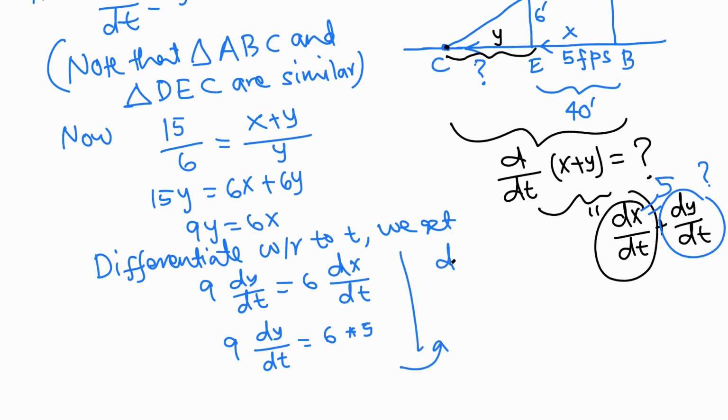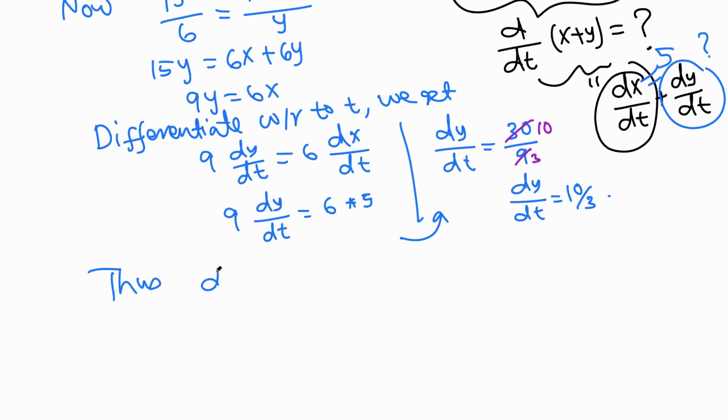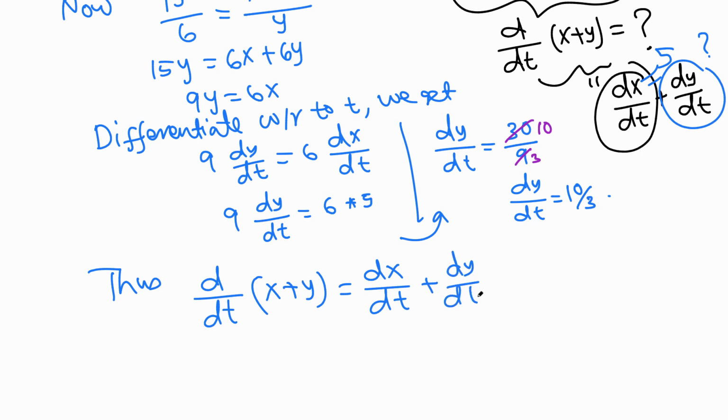So divide by 9, and we get dy over dt equals 6 times 5, which is 30 over 9. In fact, we can simplify. 3 goes 3 times, 3 goes 10 times, 10 thirds. So dy over dt is 10 thirds. Then now we can find how fast the tip is moving. Thus, d over dt, the rate of change of the tip of the shadow, is dx over dt, which is 5, which was given in the question, plus dy over dt, which we found to be 10 over 3.